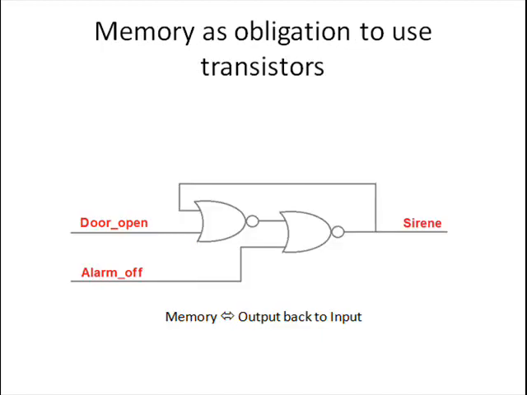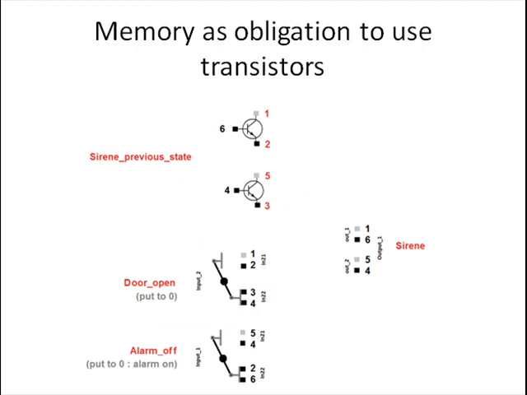Memory effects come with linking the output back to the input. On the following circuit, for example, that we've already seen, the siren is connected back to the inputs, and that would mean that opening the door would ignite the siren, but shutting it down would not put the siren back off. It would require the alarm off to shut it down. That means it remembers whether the siren was on or off when you shut back the door. Connecting the outputs back to the inputs can have this memory.